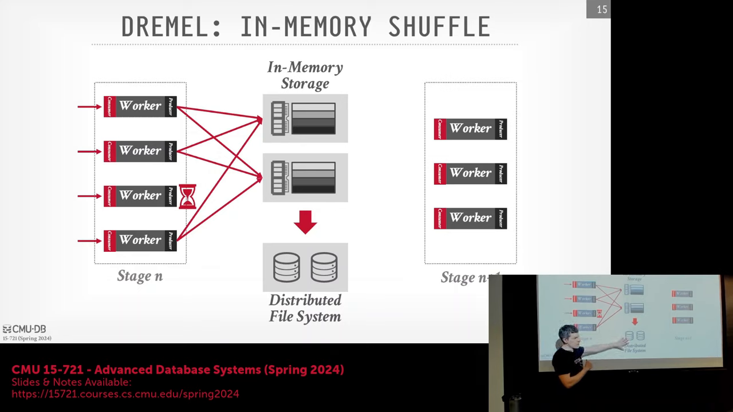This is a completely separate service. This is like Colossus, GFS. This is their S3. From the perspective of the workers, they don't care if it's in memory or not. I mean, you care that it's in memory because you want to be able to hand it to whoever asked for it as quickly as possible. That's the whole point of these things. These are large memory machines.